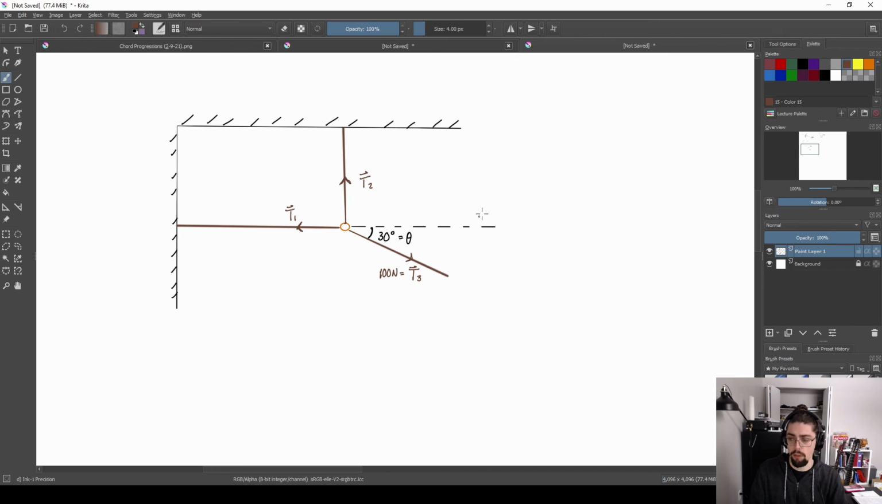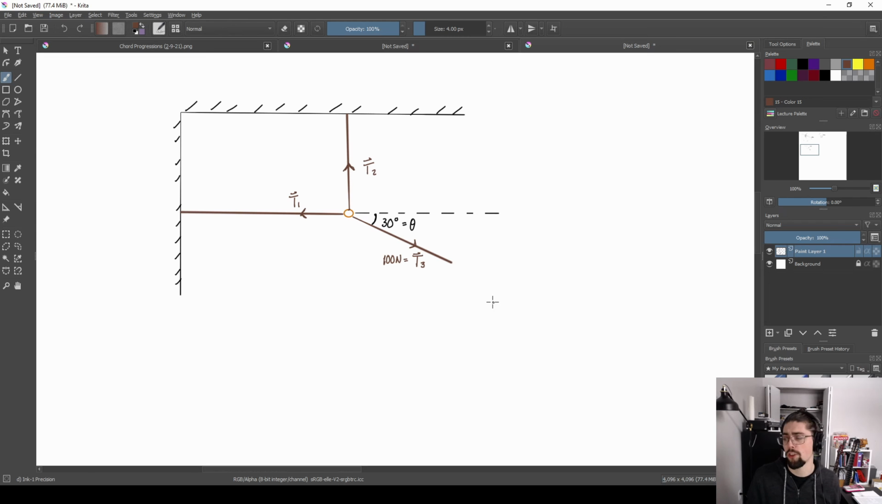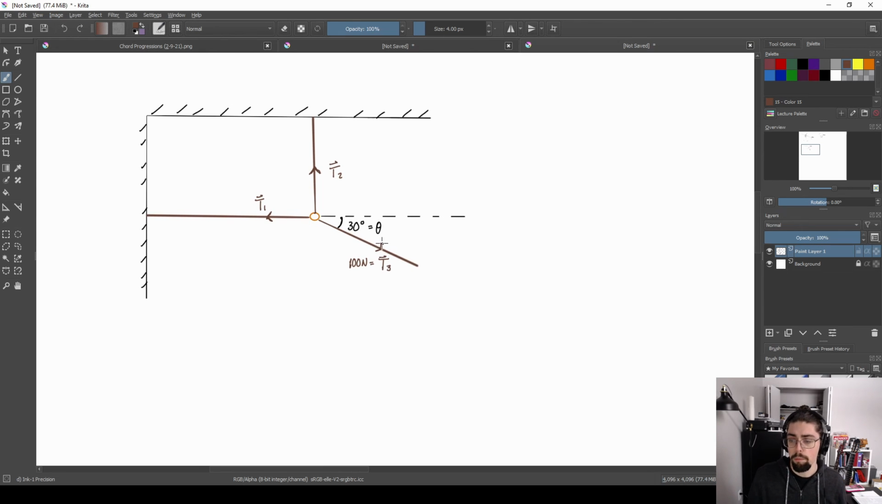If I hold shift when I draw lines, it'll make them perpendicular. Oh, no, that does a very different thing on this one. I don't know if you use Krita or not. This is supposed to be a semi-professional drawing program, one that I am not equipped to use, but it's got a lot of weird hotkeys and everything else that I'm not used to.